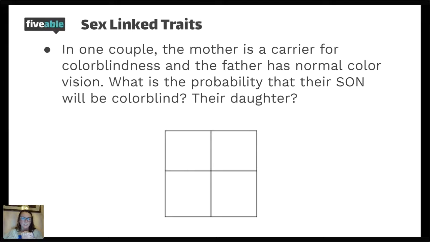So, okay, we just did this one, so we're not going to do it. This is the example that we saw. So we know that there's a 50% chance that the son will be colorblind and a 0% chance that the daughter will be colorblind based on the example of the previous page, which you can look back to if you need extra support here.